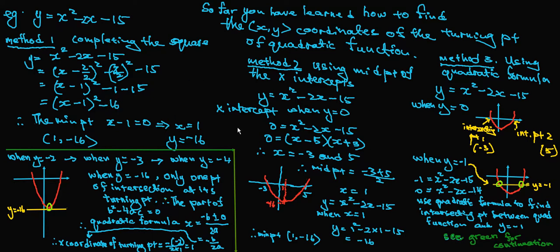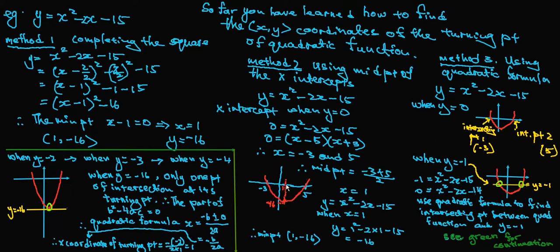Okay. The second method is finding the x-intercept. After you find the x-intercept, you find the midpoint of the x-intercepts. Okay, this is the second method. Now what you do is find the x-intercept, put y equal to 0, and you factorize, and you end up with the x-intercepts minus 3 and 5. So finding the midpoint, just add them together, divide by 2, you get x equal to 1.